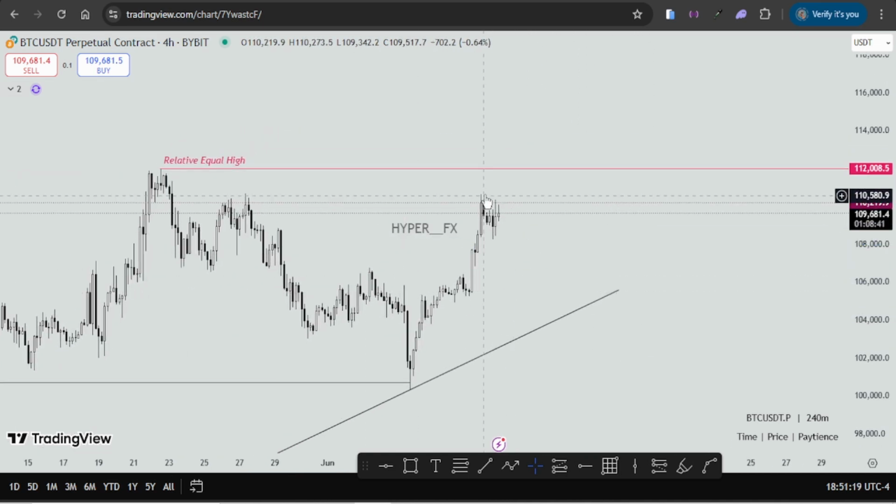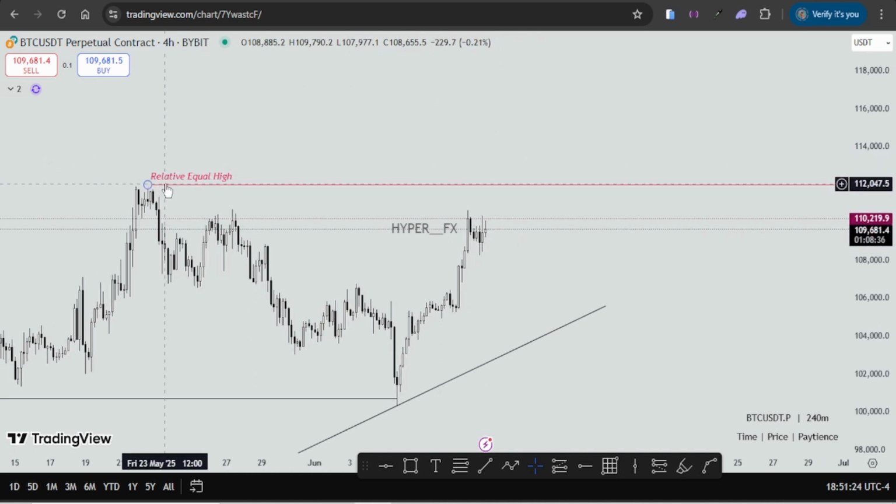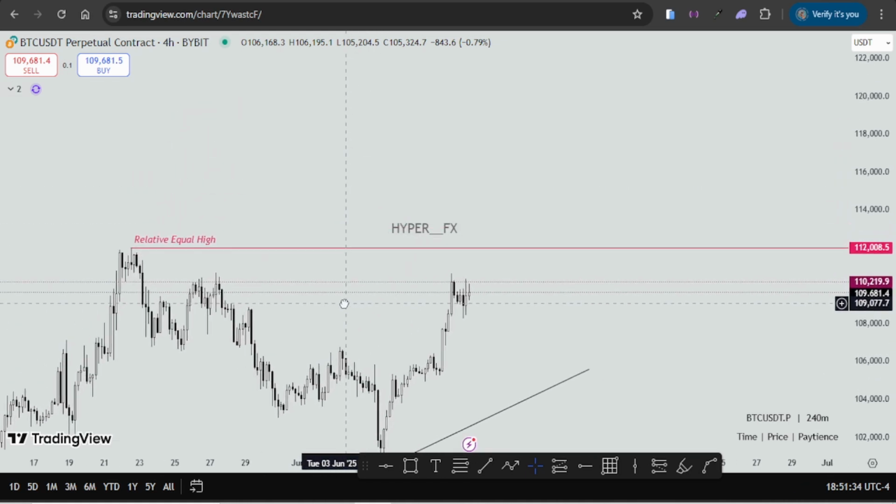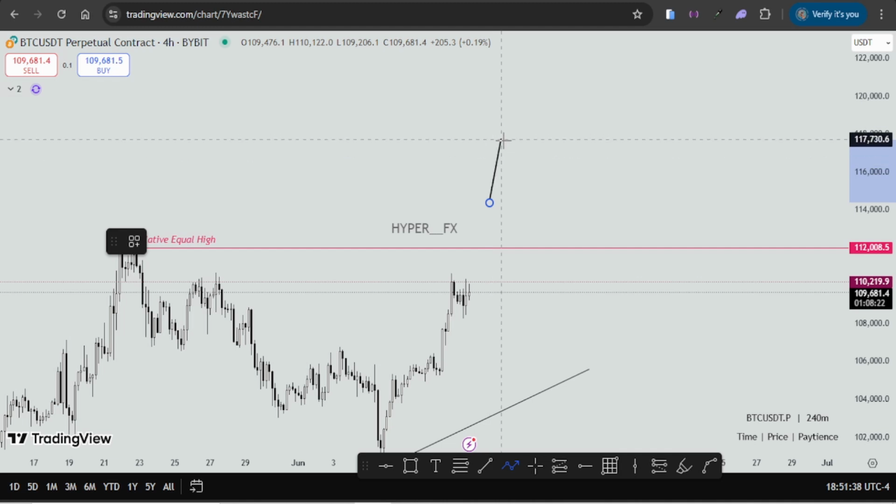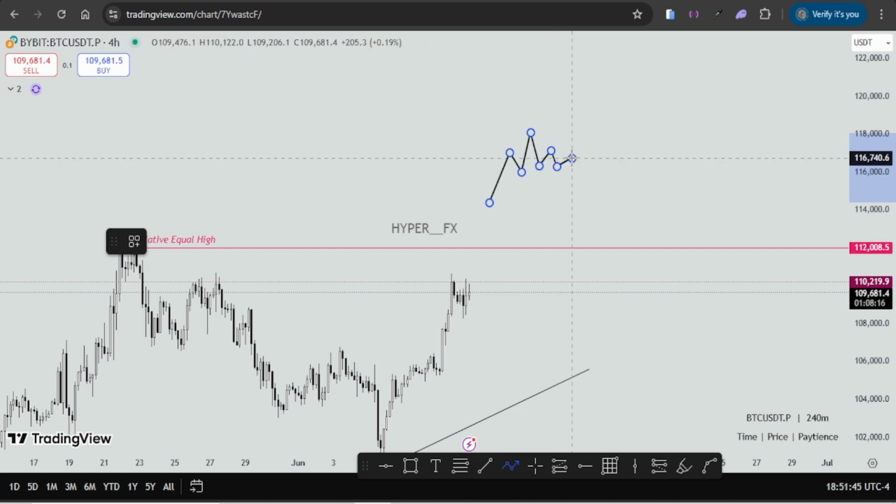Let me take this off. So the reason I call this a relative equal high, because we have not noticed a major sweep of liquidity of these 2 highs. Let me make it clearer to you. So on the chart when you have something like this, a relative equal high is when you have an open high, so to say.